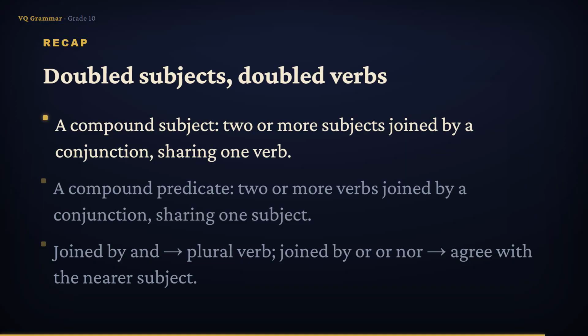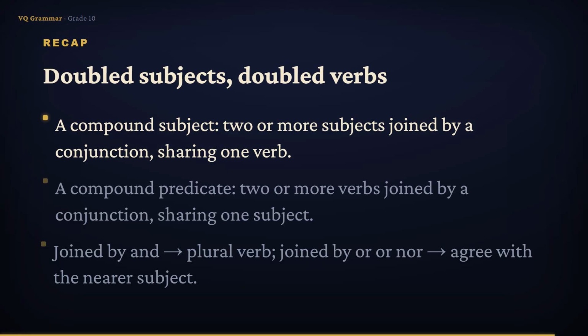Let's gather up what we learned. A compound subject is two or more simple subjects joined by a conjunction, all sharing one verb. Pens and pencils filled the drawer. A compound predicate is two or more verbs joined by a conjunction, all sharing one subject. Nadia sketched and painted the mural. A sentence can even carry both at once.